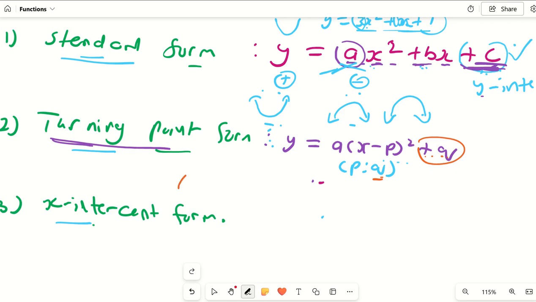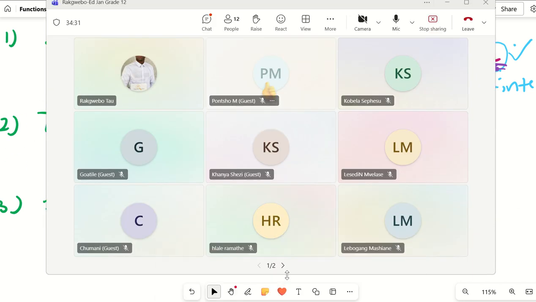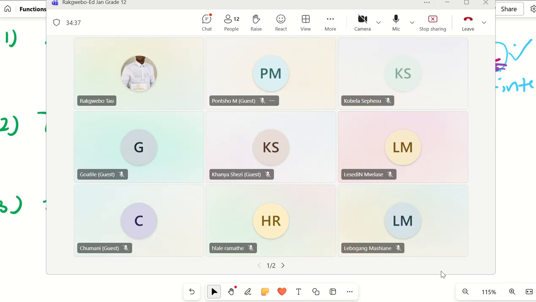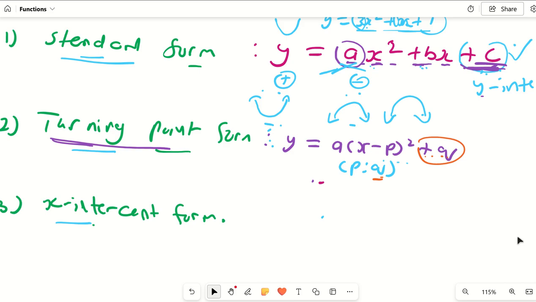Remember what a turning point is? The turning point is this. If it comes like this, it will be that. The coordinates of those particular points. Are we all happy with what we can deduce from the turning point form? It's in the name. Thumbs up. Sharp.